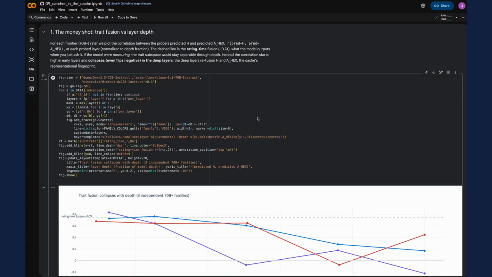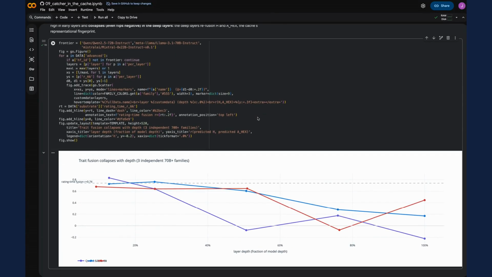If the model were measuring, that subspace would stay separable all the way down. Instead, every trace starts high and collapses, some flipping negative in the deep layers. Qwen 2.5 72B drops by 1.05, the cleanest. Llama 3.1 70B by 0.56. Mixtral 8x22B by 0.23. The surface says one thing, the deep layers another.